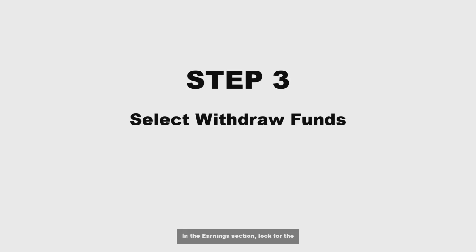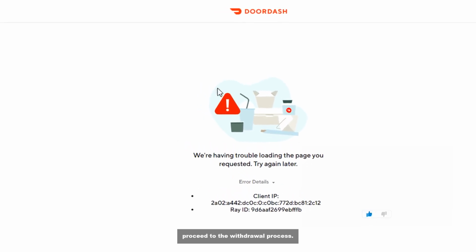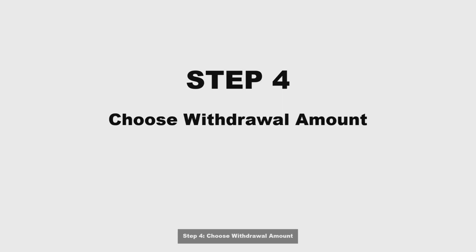Step 3. Select Withdraw Funds. In the Earnings section, look for the Withdraw or Cash Out option. Tap on it to proceed to the withdrawal process.